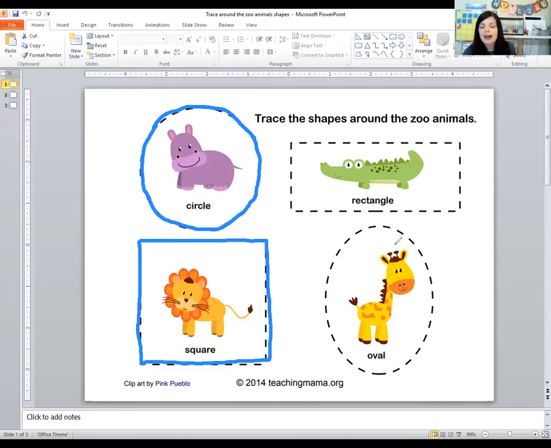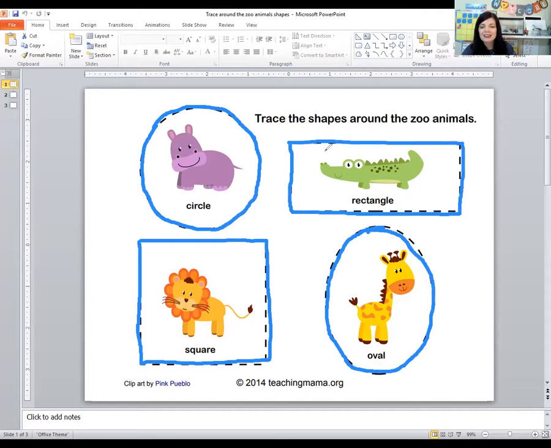Where's the giraffe? Here he is. And what shape is around this giraffe? It's an oval. Good job, an oval. Finally, let's find the crocodile. What shape is around the crocodile? It's a rectangle. Nice job, a rectangle.